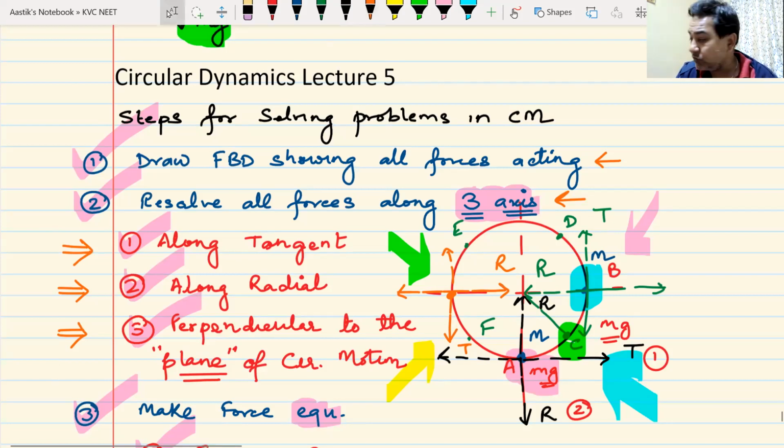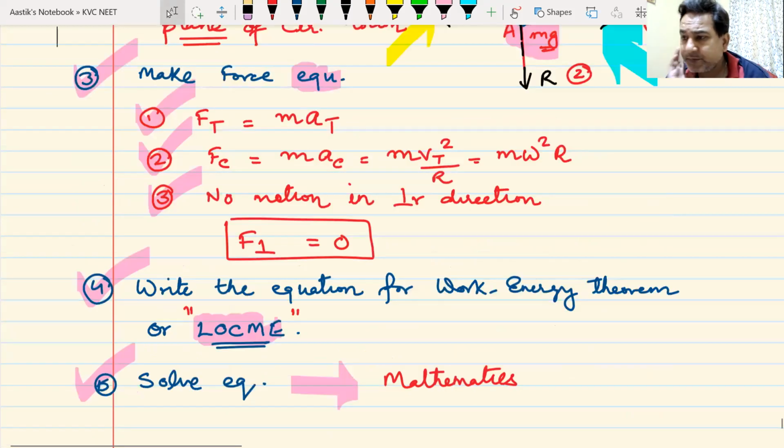Then what we had to do after these three steps? After these three steps, we had to make equations along these three directions. The net tangential force Ft would be equal to m into at. The net centripetal force towards the center, Fc, would be equal to mass into centripetal acceleration, m into Vt square by r.